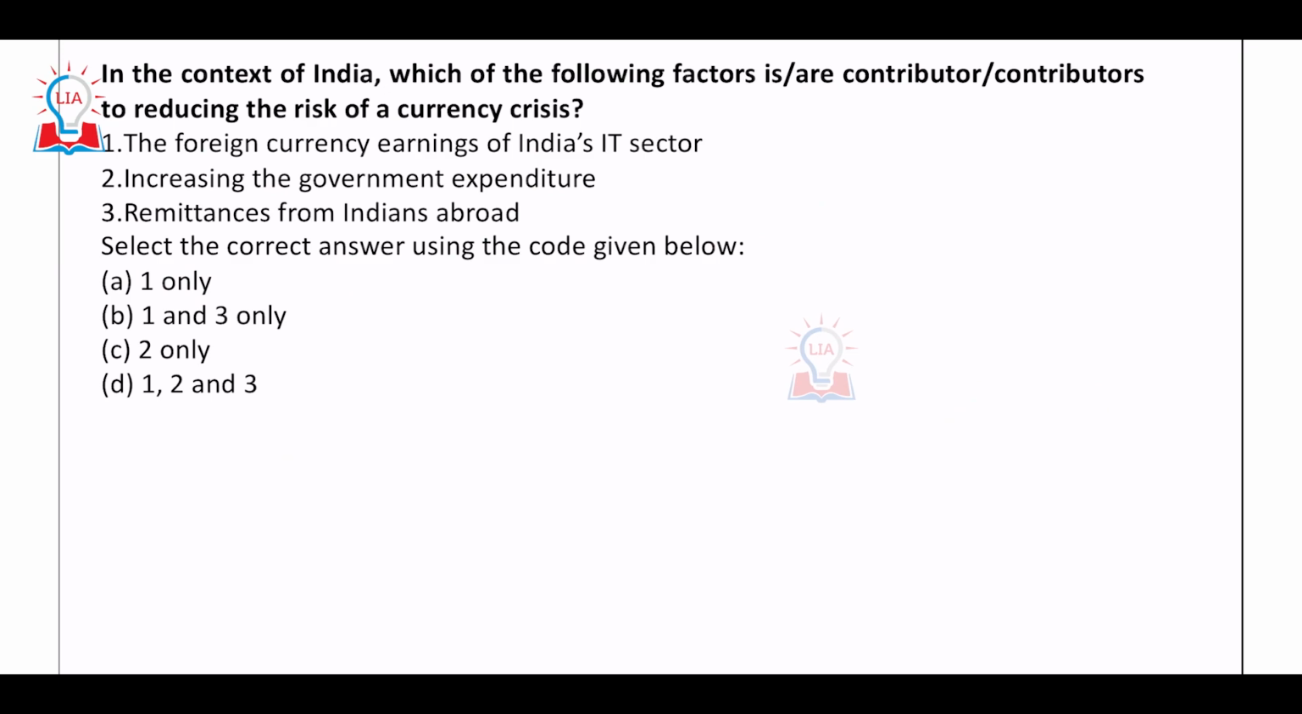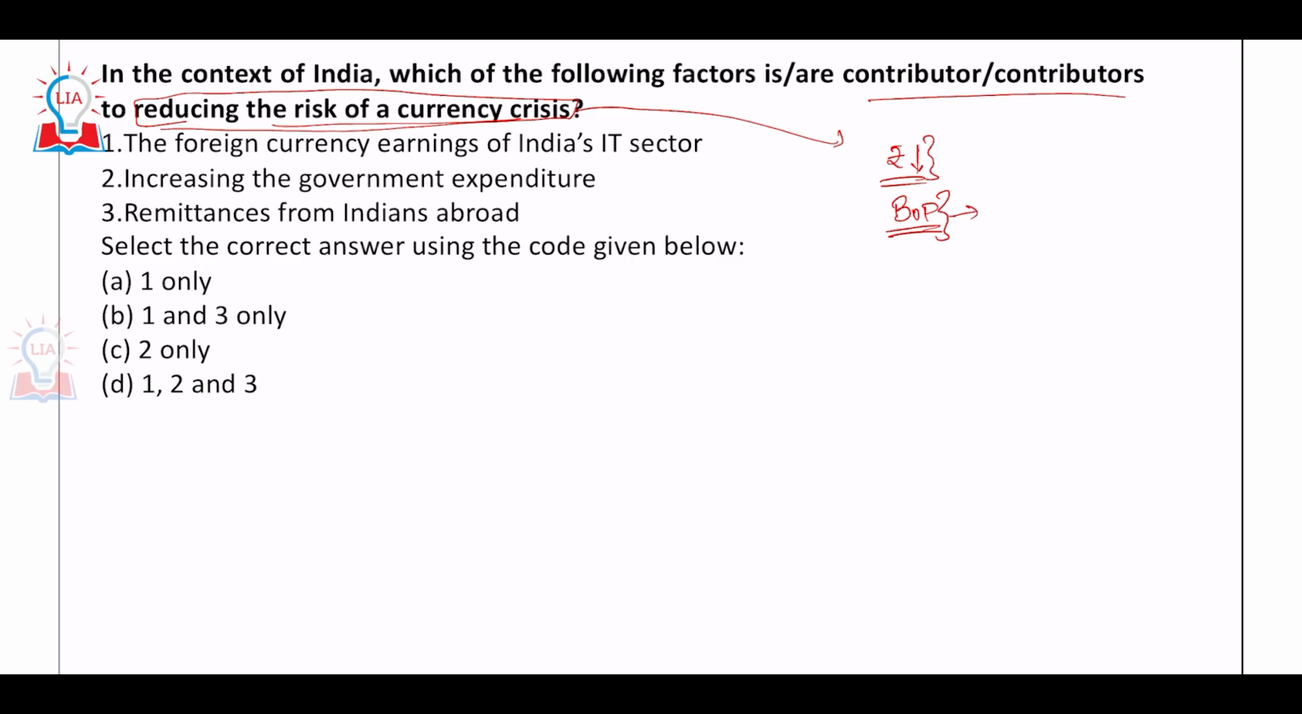Next, in the context of India, which of the following factors is or are contributors to reducing the risk of currency crisis? So which one will reduce the risk of currency crisis? Currency crisis means the sliding of the rupee, right, or a BOP problem. Sliding of the rupee can be the problem, or a BOP issue, as in we don't have enough dollars to make the payments.